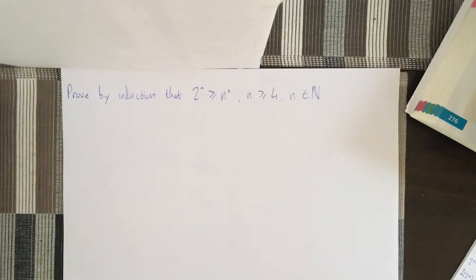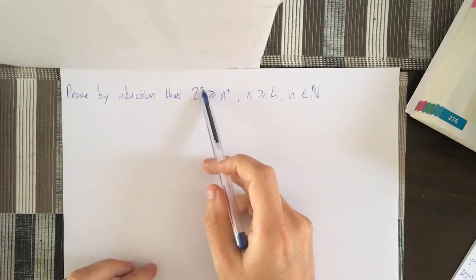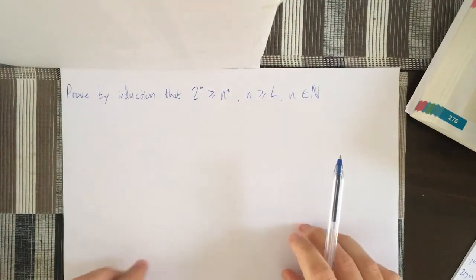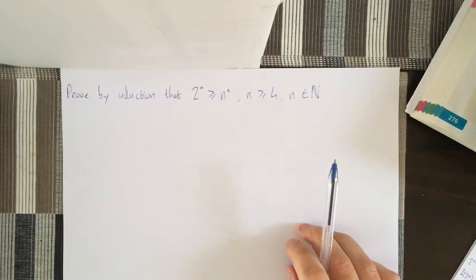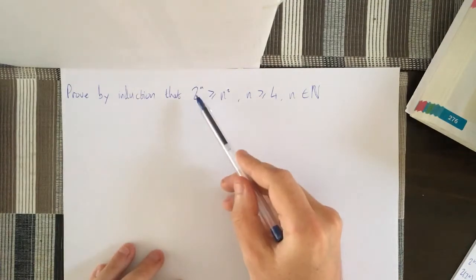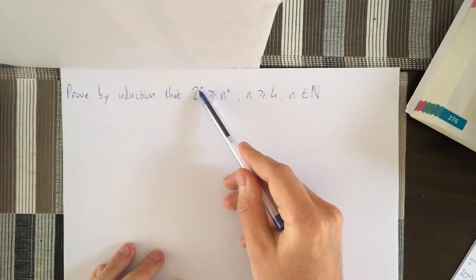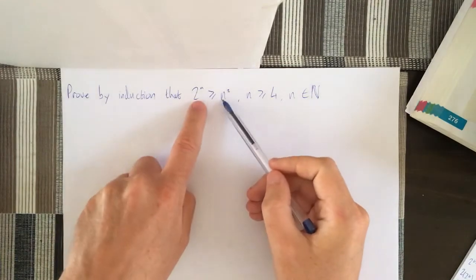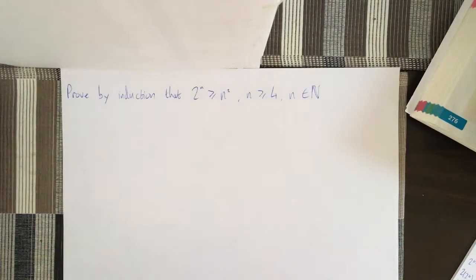All right, so the next inequality I'm going to prove using induction is this one: 2 to the power of n is greater than or equal to n squared for natural numbers bigger than 4. I've done something to the power of n greater than something, and n squared greater than or equal to something. This is combining the two of them, okay?